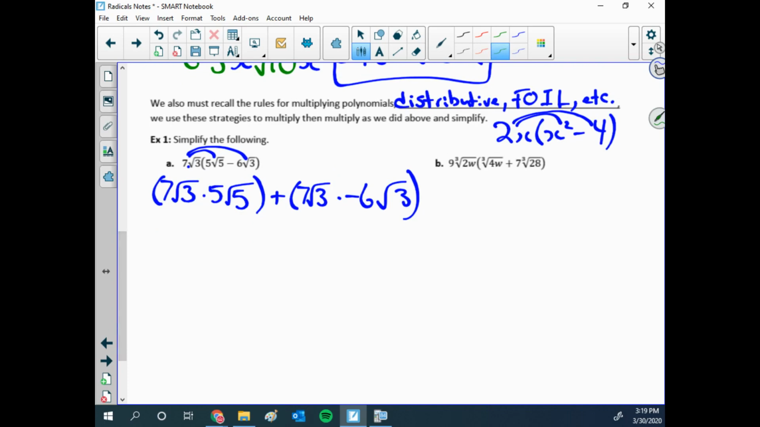So 7 times 5 is 35. I multiply my coefficients together. And root 5 times 3 is root 15 when I multiply my radicands together. So 35 root 15. Then I'll do the same thing here. So 7 times 6 is a negative 42. And I'm multiplying radicands together. So 3 times 3 is the square root of 9.